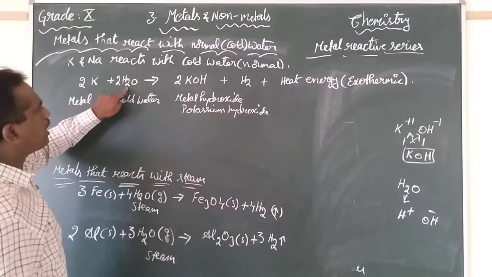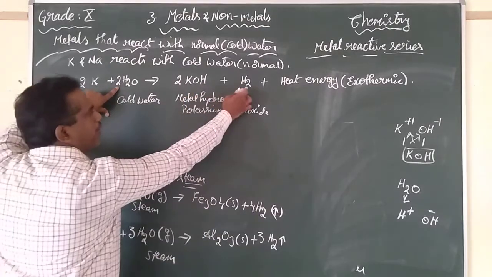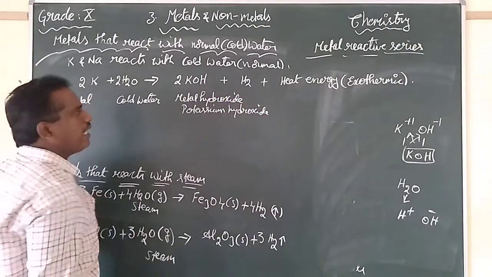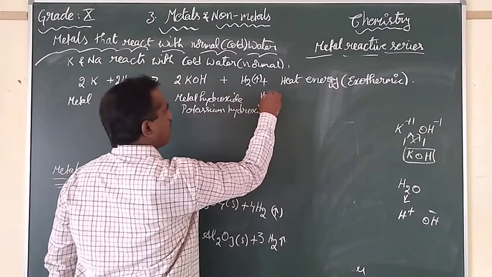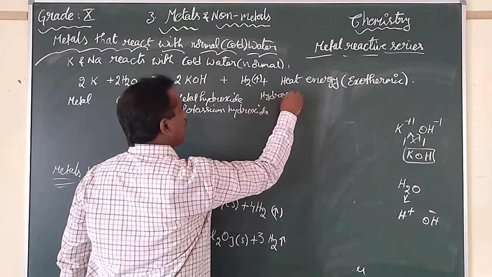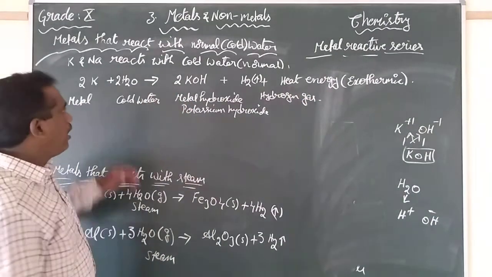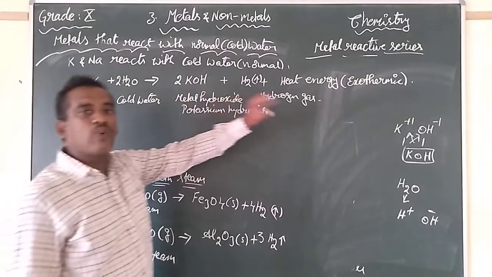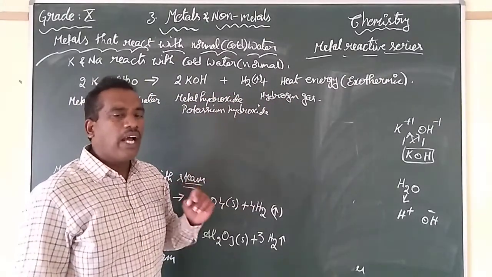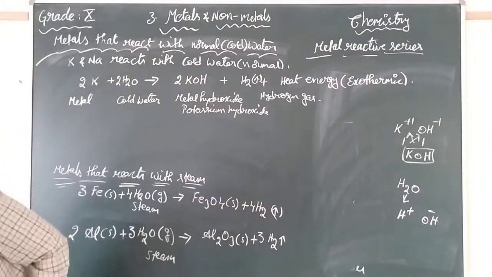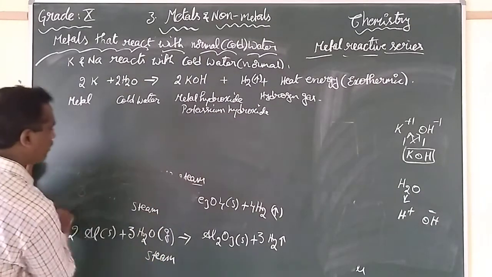How many hydrogens are present here? 4. Out of them 2 are used. The remaining 2 are released in the form of hydrogen gas. I am repeating the point once again: the metals of the highly reactive series like potassium and also sodium. I will give the equation regarding sodium. So let's start working with sodium. How to write the reaction with sodium?